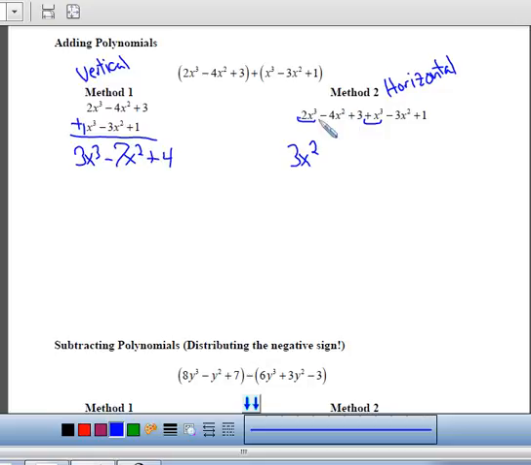Now I'm going to use a different symbol for the next term. I'll put a square around this, or a box around it. Find the other one with an exponent of 2 and the same variable. So negative 4x squared minus 3x squared is negative 7x squared. And then maybe for the last one I'll circle it. So 3 plus 1 is 4. I think this method's a little sloppier, but when you get really good at this, adding horizontally, because a lot of times this is how they are written, is a pretty easy thing to do.